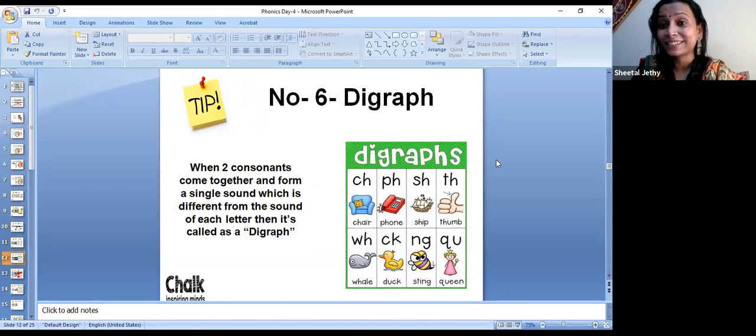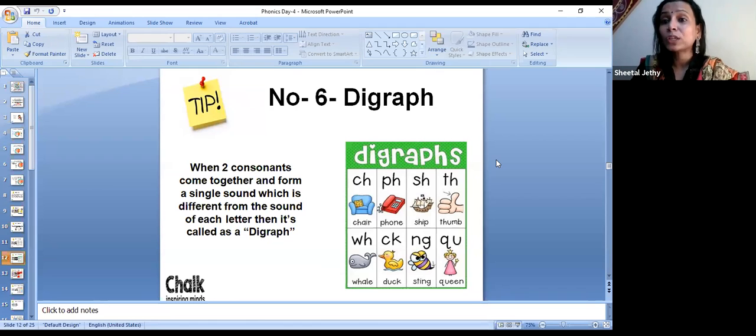Rule number 6, digraphs. What are digraphs? When two consonants come together to make one single sound, which is different from the sound which they make individually. P makes a sound P, H makes a sound H, and when they come together, they make a sound F. So individually they make their own sounds, and when they come together, they make a single sound, and that is called a digraph.